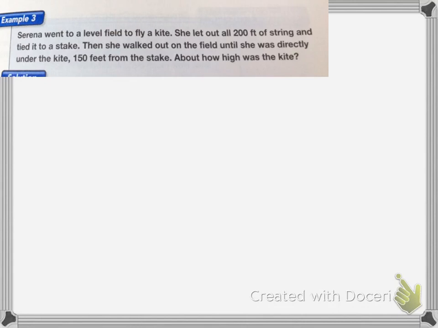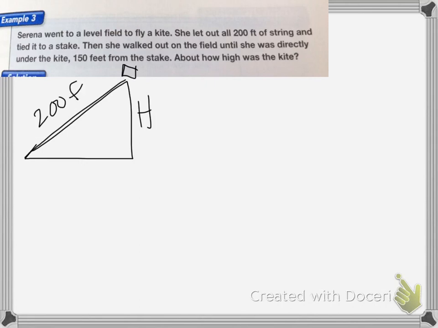I'd first start by drawing this picture. So, at the top, we have our kite. Okay, and I don't know what the height is, but I know that the length of the string has to be 200 feet. Okay, and she's going to walk 150 feet from the stake. She's over here. Oh, sorry, she's over here because the stake is here, tied to the kite.